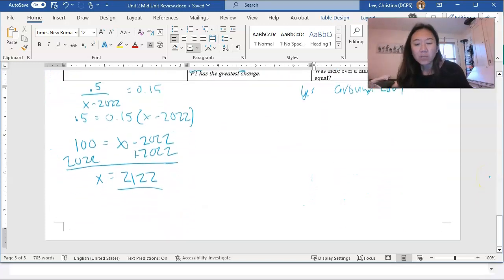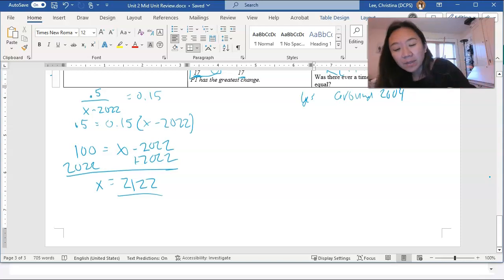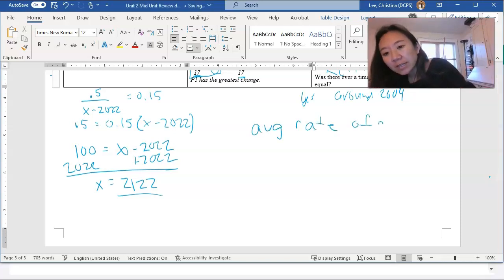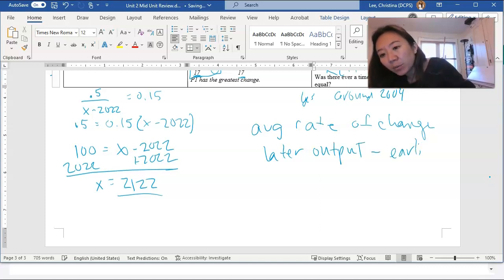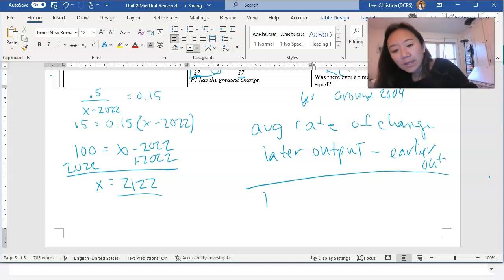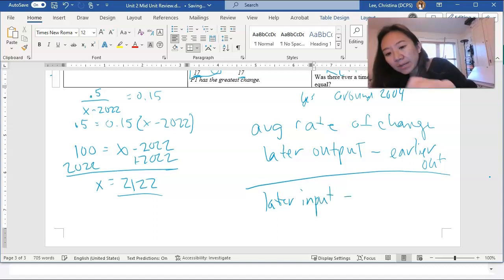Okay, so I'm going to review this one more time. The average rate of change is the same as the slope. It is the later output. I'm just writing it at this as this to help you all out. The later output minus the earlier output divided by the later input minus the earlier input.